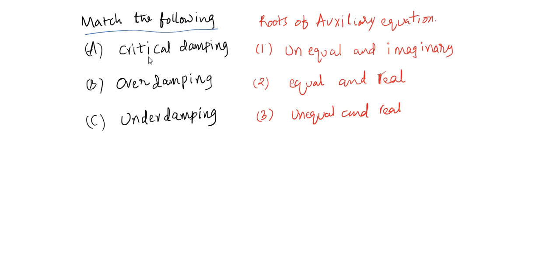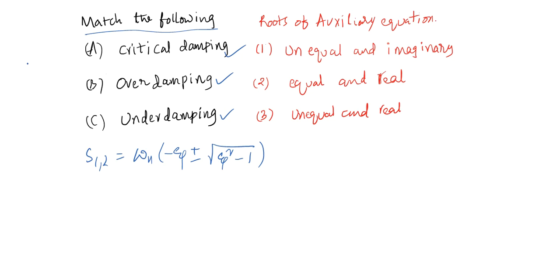Match the following. It is critical damping, over damping and under damping. On the right side we have roots of the auxiliary equation: unequal and imaginary, equal and real, unequal and real. In the previous video we have already seen that the roots of the auxiliary equation S1 and S2 are given by S1,2 equal to omega n into minus zeta plus or minus square root of zeta square minus 1.